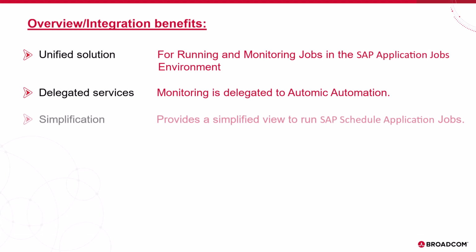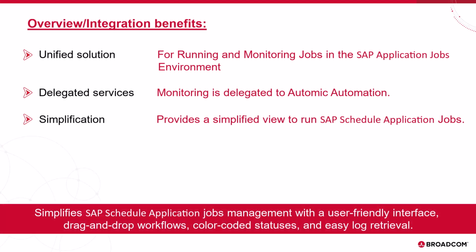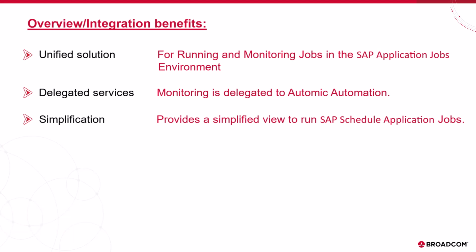The Automic Automation integration provides a simplified view to SAP Schedule Application Jobs. Automic Automation lets us build configurations with intuitive interfaces like drag-and-drop workflows and supervised processes in simple dashboard tools designed natively for operations. Statuses are color-coded, and retrieving logs is done with a basic right-click. From an operations perspective, Automic Automation highly simplifies the configuration and orchestration of SAP Schedule Application Jobs.